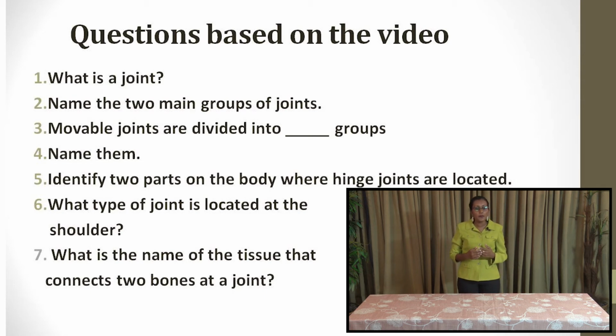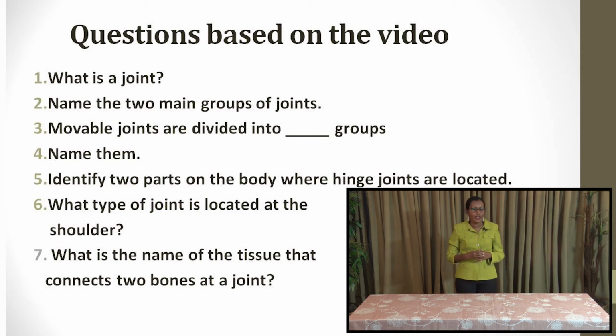3. Movable joints are divided into something groups. Very good. 4 groups. Let's name them. We have ball and socket joint. Very good. Pivot joint, hinge joint, and gliding joints.